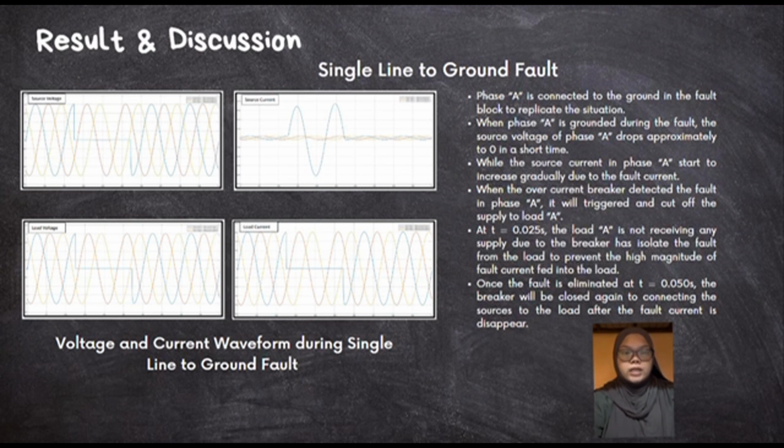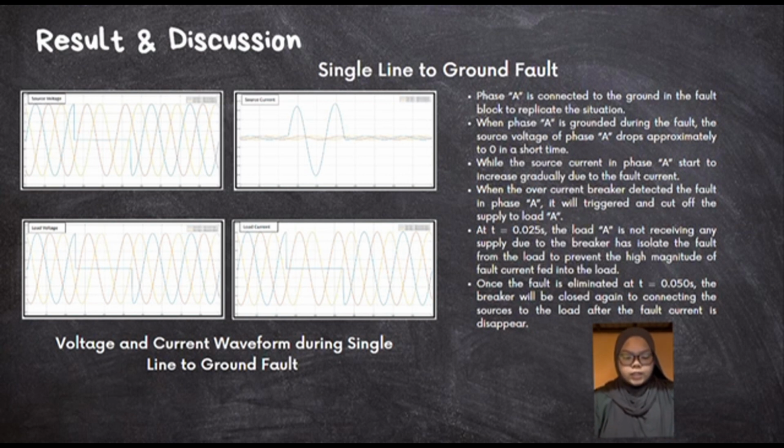the phase A is grounded during the result shown, the source voltage of phase A drops approximately to 0 in a short time, while the source current in phase A starts to increase gradually due to the fault current. The source voltage and current in phase B and C are not affected by the fault and operate normally.